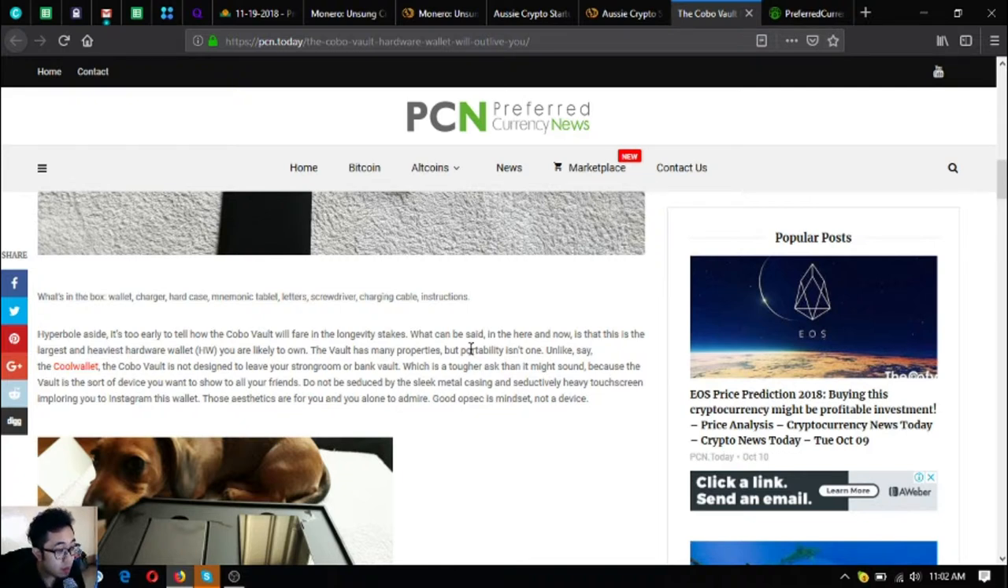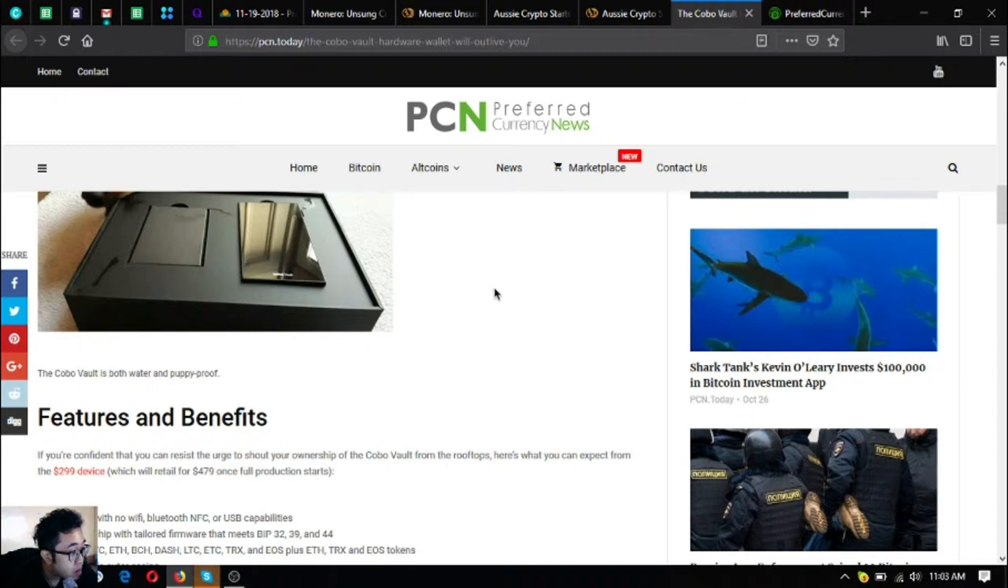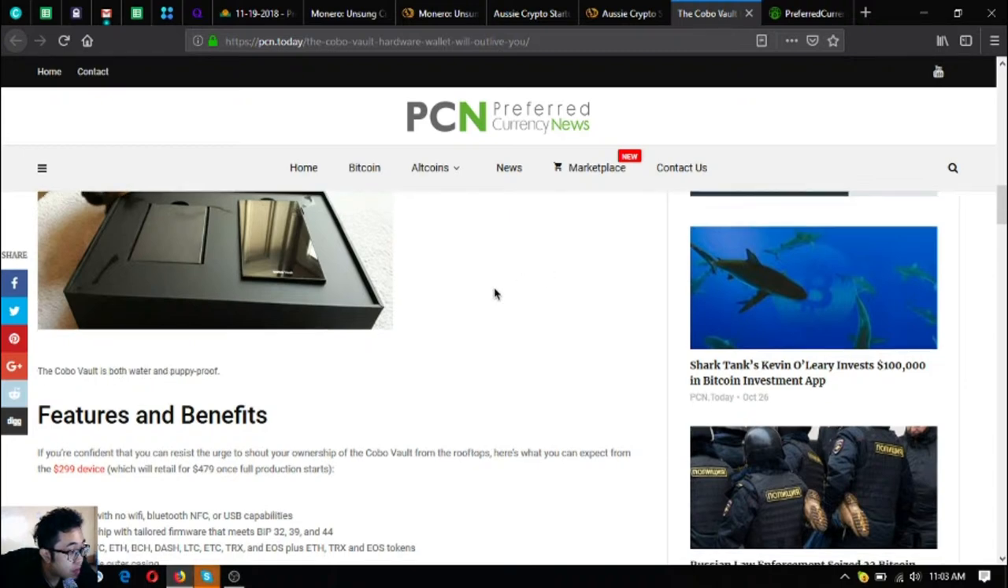The Vault has many properties, portability isn't one. Like, say, the Cool Wallet, the Cobalt wallet is not designed to leave your strong room or bank vault, which is a tougher ask than it might sound, because the Vault is the sort of device you want to show to all of your friends. Do not be seduced by the sleek metal casing and seductively heavy touchscreen imploring you to Instagram this wallet. Those aesthetics are for you and you alone to admire. Good OpSec mindset, not an advice. Okay, so the Cobalt is both water and puppy proof.